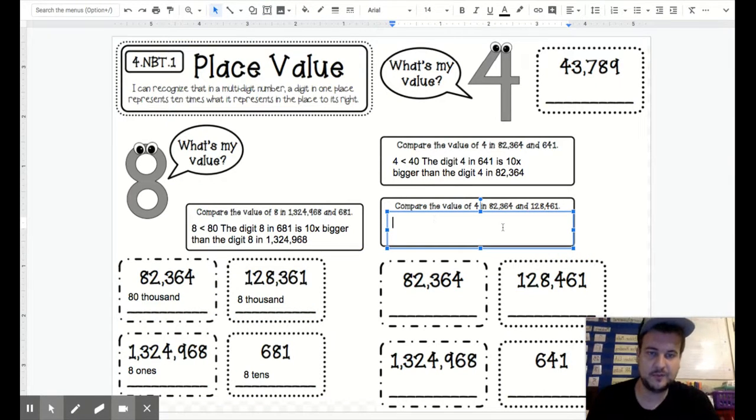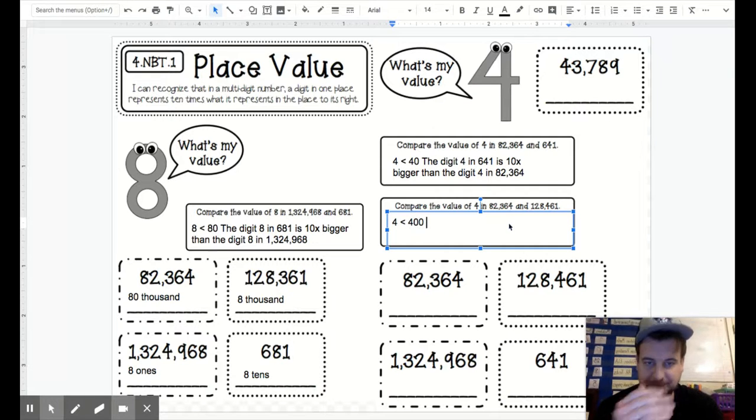We have the 4 in 82,364 and 128,461. Okay, so we have 4 ones, and then we have 128,461, so we have 400. So obviously 400 is bigger than 4.